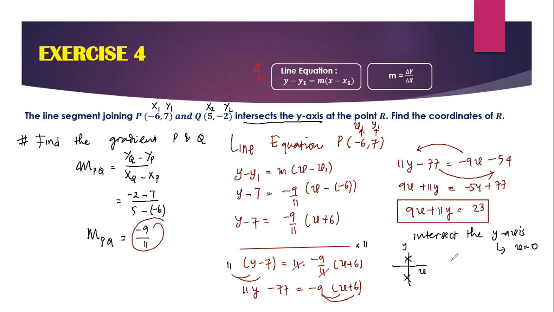Okay, x is 0, so 9x plus 11y equal 23. And then insert x equals 0. 9 times 0 plus 11y is 23. So y is 23 over 11, right? Find the coordinates of R. So the coordinates of R is 0, 23 over 11. This is R. Finish.